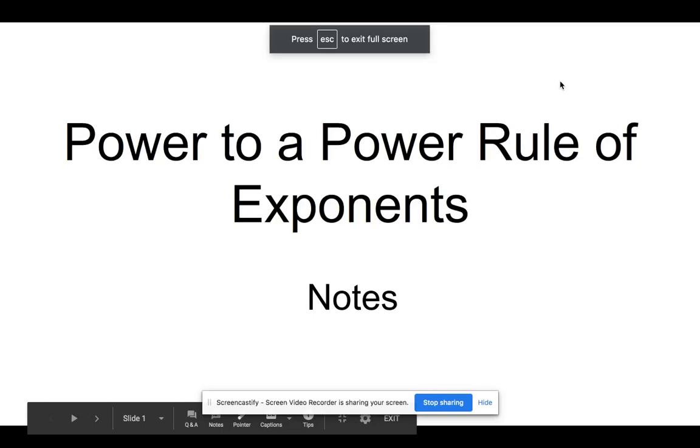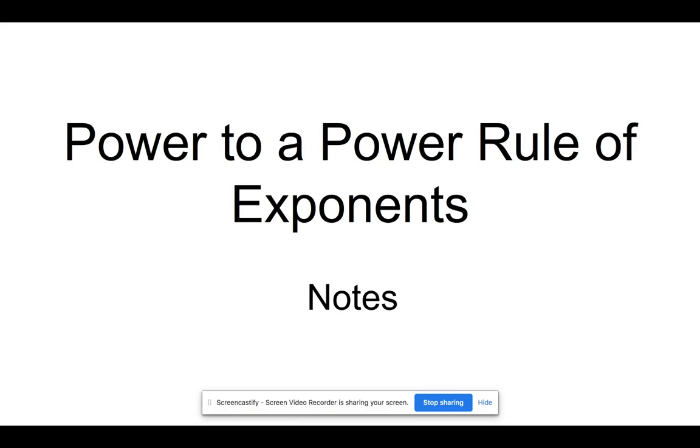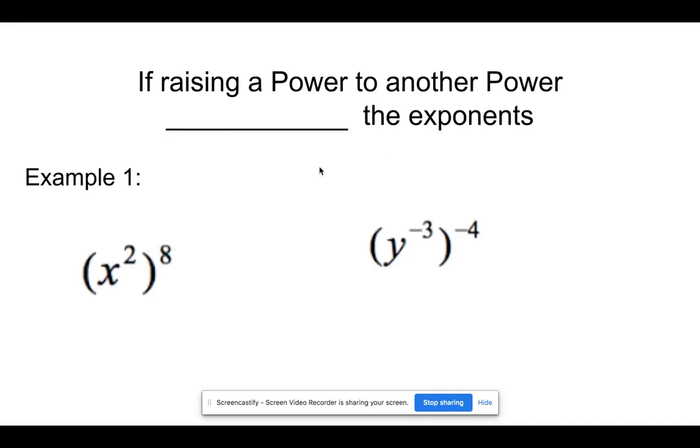Okay, so this lesson is called the power to power rule of exponents, as opposed to the product rule, which we discussed before spring break. The power to power rule is what we use if there is a power on the outside of the parentheses. It's almost like we're distributing that power into the powers on the inside of the parentheses. I'll show you what that looks like in a second. But again, notice how there's no multiplication sign. What's happening is that there's a power outside the parentheses. So when we're raising a power to another power, the basic rule is that we're going to multiply the exponents.